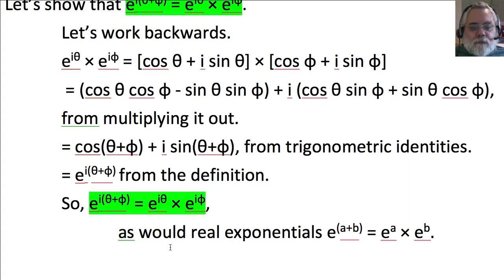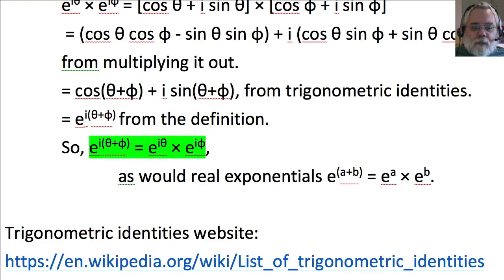Now, this is the same as if we do real numbers, e to the a plus b, where a and b are real numbers, we would be able to multiply e to the a times e to the b. So this is not a new thing to remember. It's just that something that we know how to do in real numbers, we're also able to do in imaginary numbers. And so that's pretty handy.